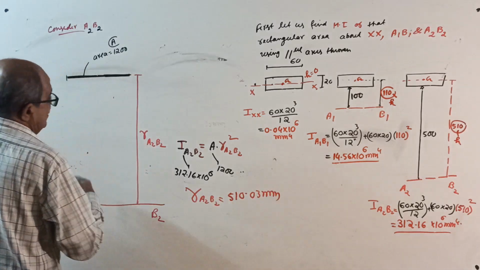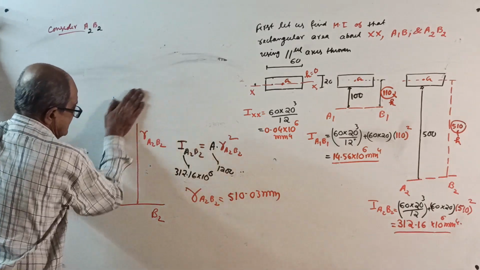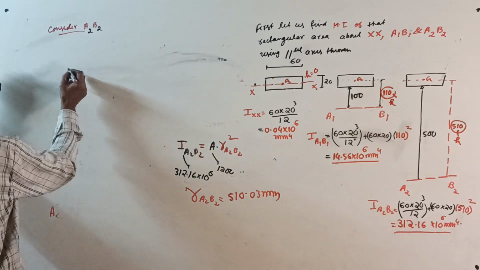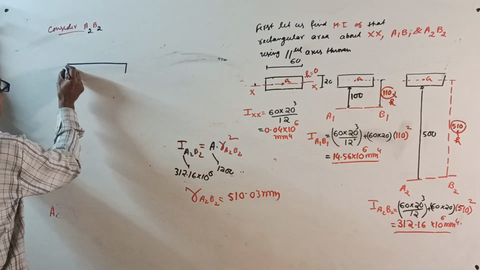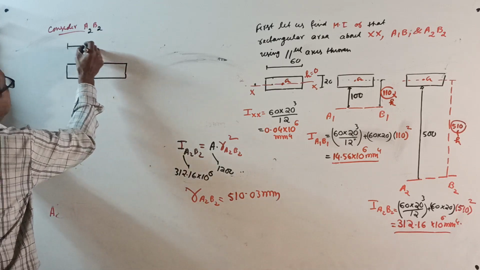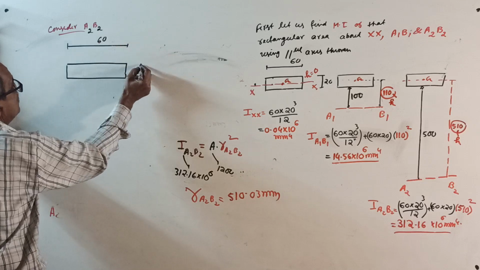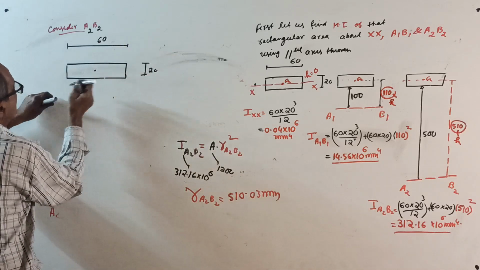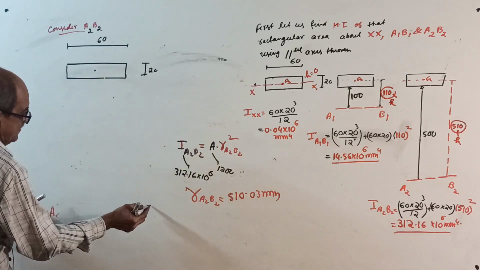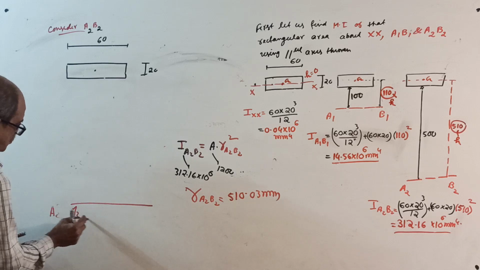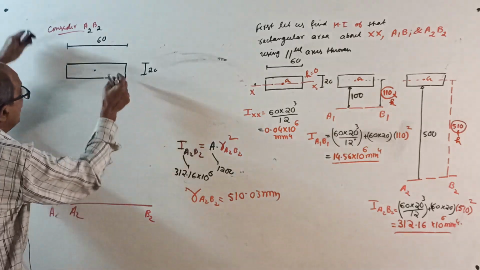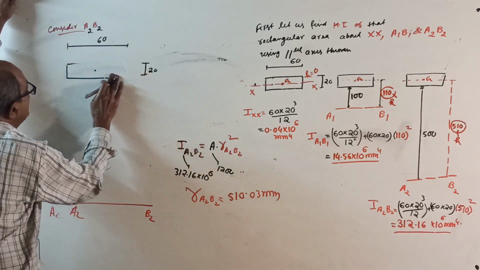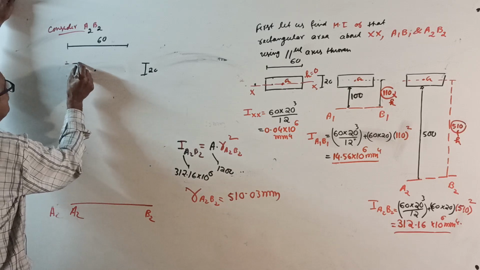Or, right here. For that rectangle of 60 by 20, its centroid is here. If you take the axis A2, B2 very far off from here, then I'll do one thing now. I just put a dotted line here so that it will be clear for you.